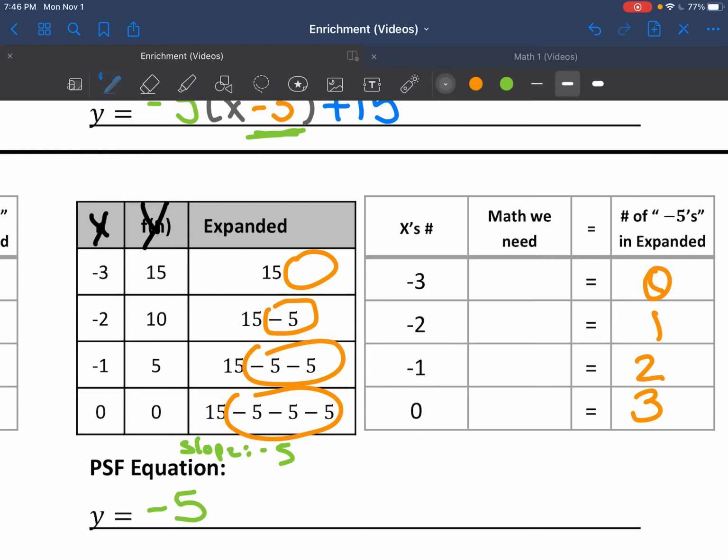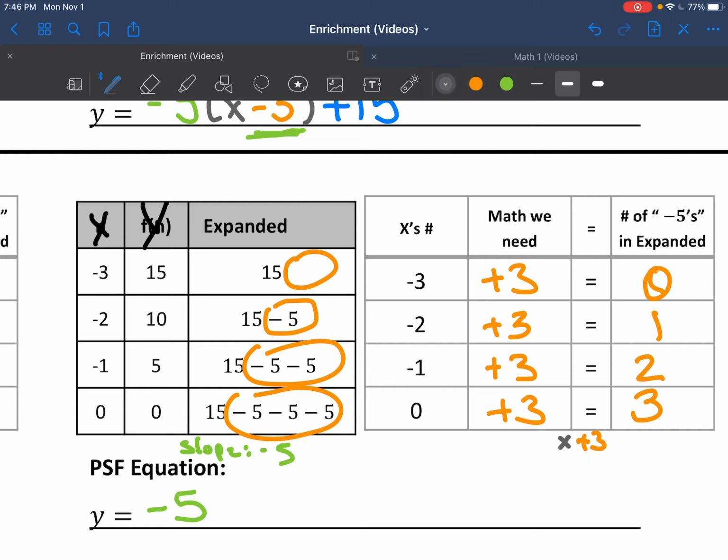So what math can we do with negative 3 so that we get 0? We can add 3. And that works for negative 2 plus 3 gives us 1. Negative 1 plus 3 gives us 2. 0 plus 3 gives us 3. So for every x that we've seen, we will need to add 3.